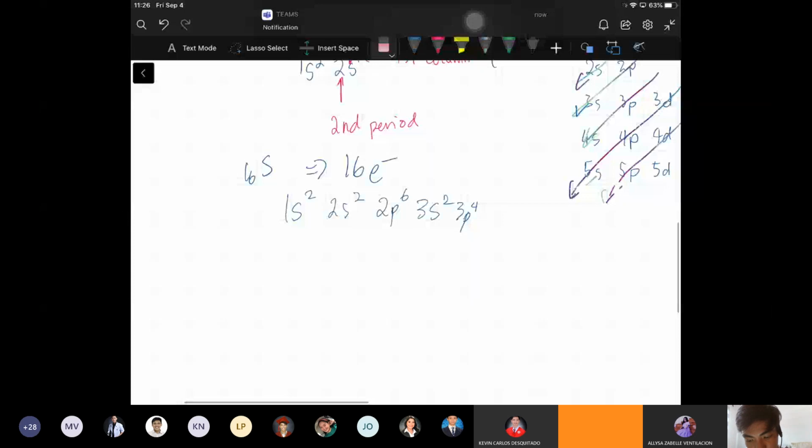Look at the last configuration. So we should find sulfur in the third period, p block, and the fourth column, no? Tignan natin kung ano siya. Third period, p block, fourth column.